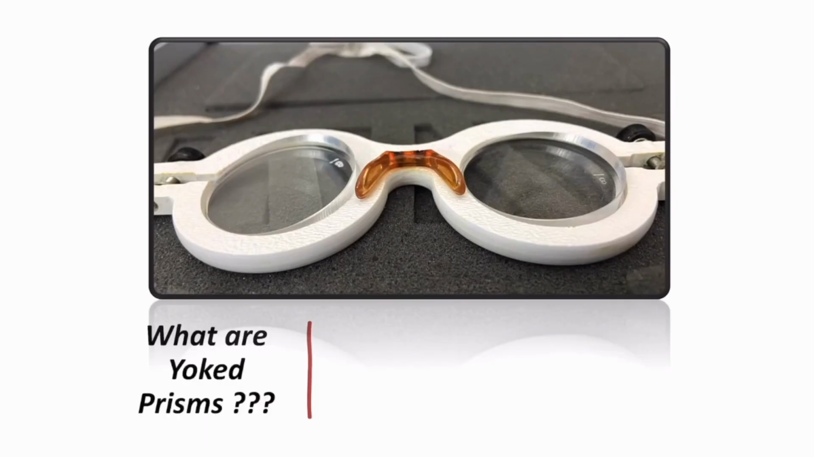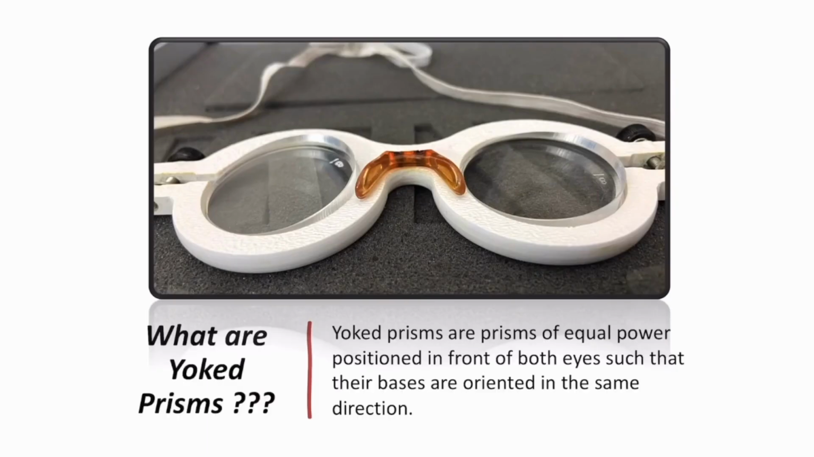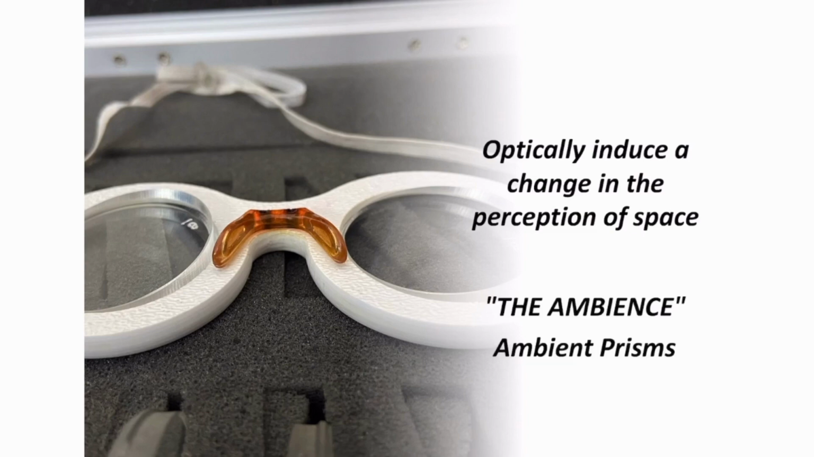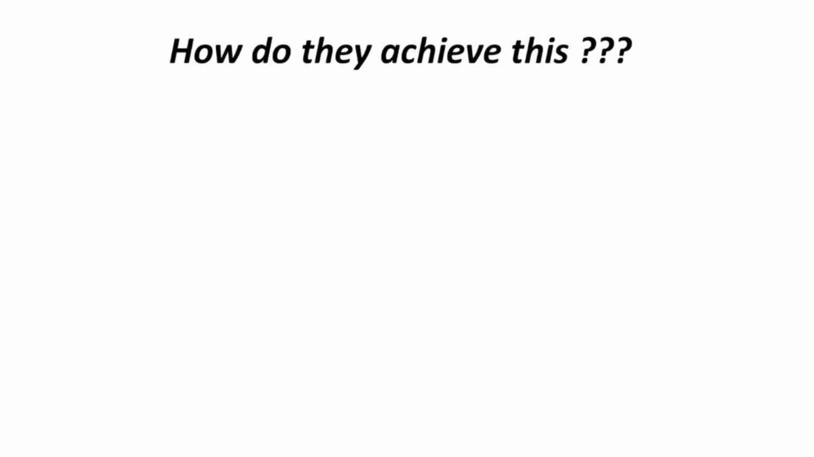What are yoked prisms? Yoked prisms are a pair of prisms of equal power placed in front of each eye with their bases oriented in the same direction. They optically induce a change in the perception of one's space, that is, the ambience, and hence it is also known as the ambient prisms. But how do they achieve this?